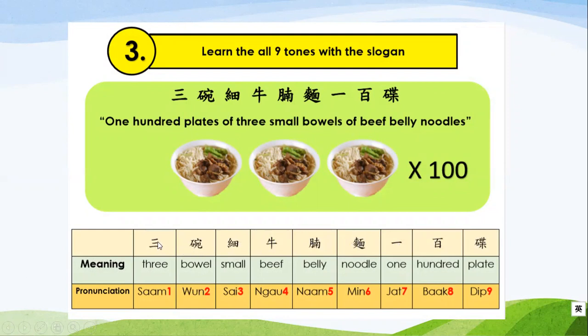3碗細牛腩麵100碟. The sound of the first note should be like sam, second note should be won, the third note should be like sai, the fourth note should be like ngao, the fifth note should be nam, the sixth note should be mean, seventh note yat, eighth note ba, the ninth note deep. If you remember this slogan, you will remember all 9 tones in Cantonese.